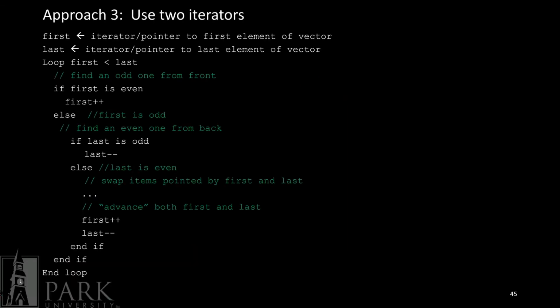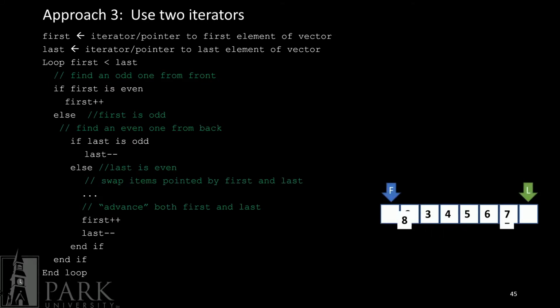A third approach uses iterators. 2 iterators are used to point to the first and last element. We'll loop through the vector while there are still elements in the range of those 2 iterators. We'll look at our first iterator, and if it's even, we'll increment it, but if it's odd, we'll look at the last iterator. If the last iterator is odd, we'll decrement it, but if it's even, we'll swap the values of the first and last iterators. We'll then move both iterators towards the center of the vector by 1 position and repeat.